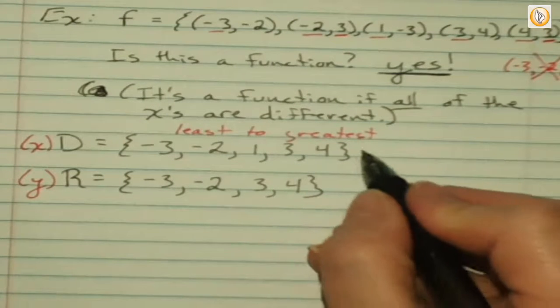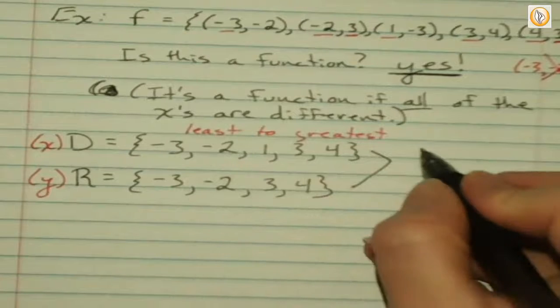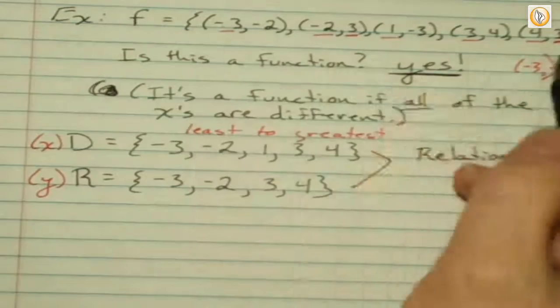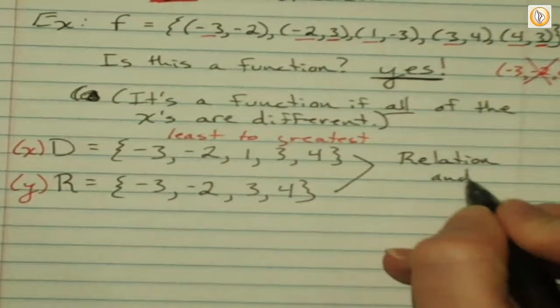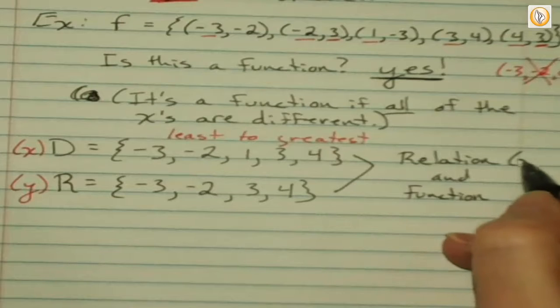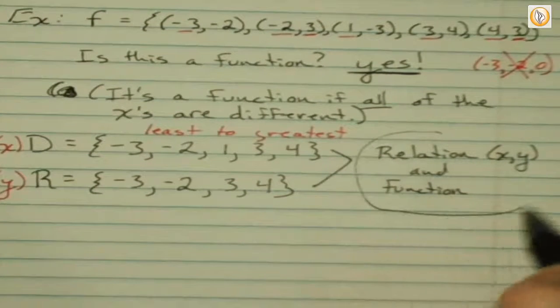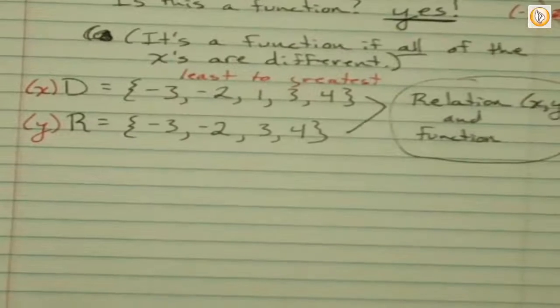So basically, this whole thing is a relation because they are ordered pairs, and a function. And I know that it's confusing, but we're going to practice this. It gets easier, believe it or not.